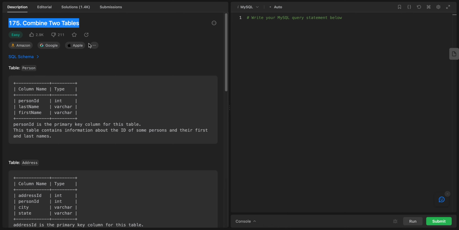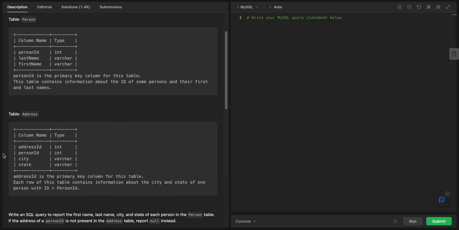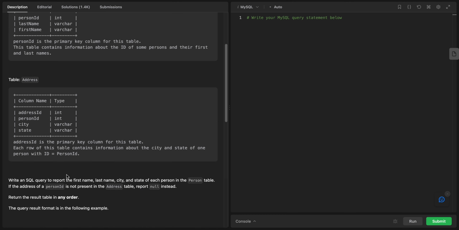Today we have this SQL problem. It's called combine two tables. We have two tables. One table named person and another one named address. The person has person ID, last name, first name. The address has address ID, person ID, city, and state.